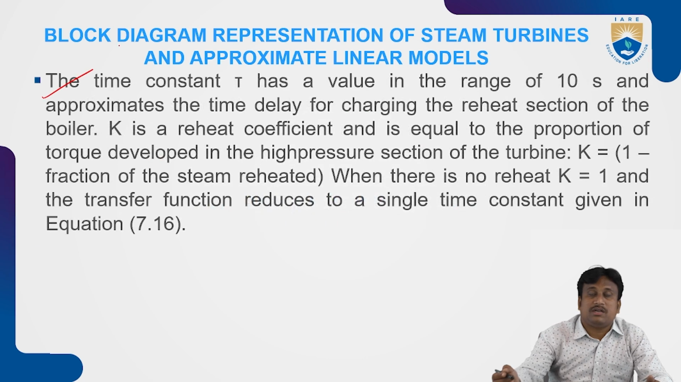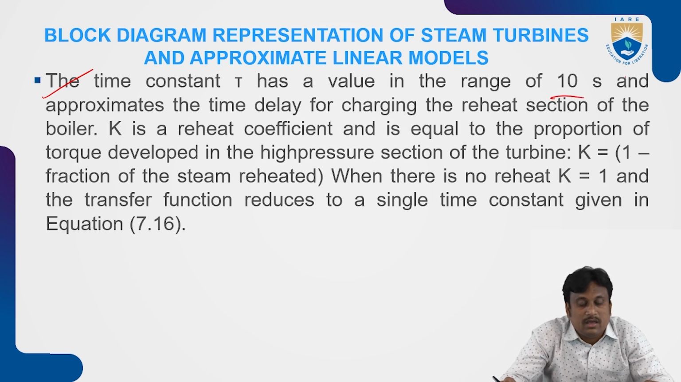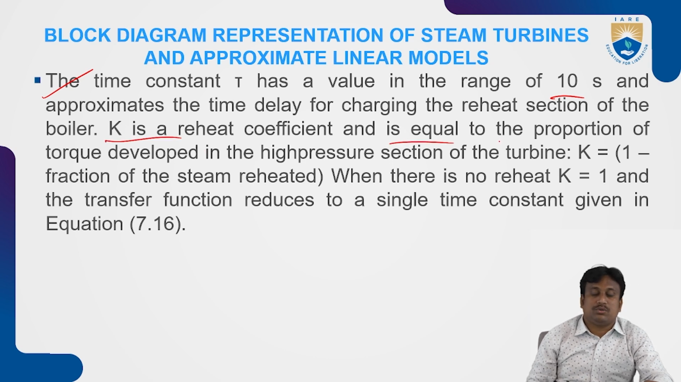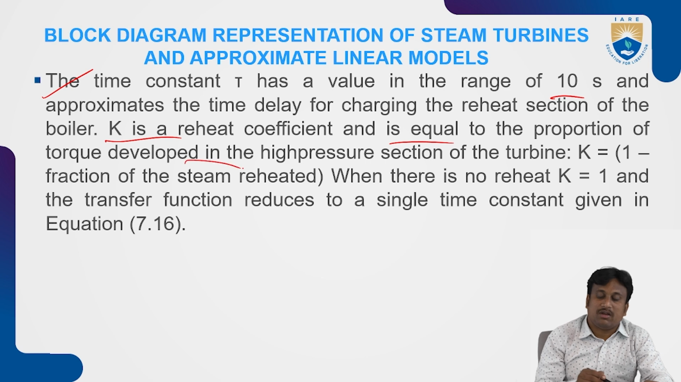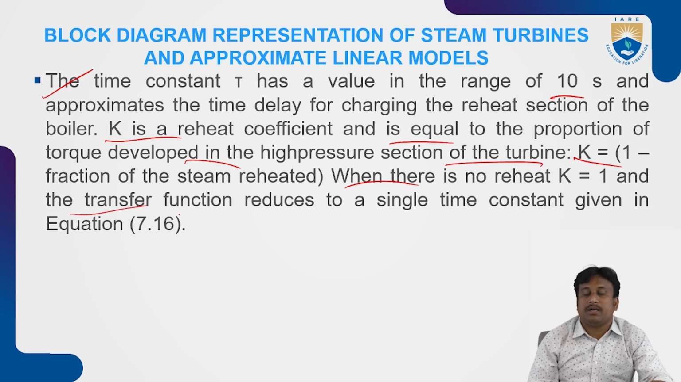And the time constant T_r has a value ranging around 10 seconds, which approximates the time delay for charging the reheat section connected to the boiler, where K is a reheat coefficient and it equals the proportion of the torque developed in the high pressure section of the turbine, which is K equals 1 minus the fraction of steam reheated. So when there is no reheat, that is K equals 1, and the transfer function reduces to a single time constant.